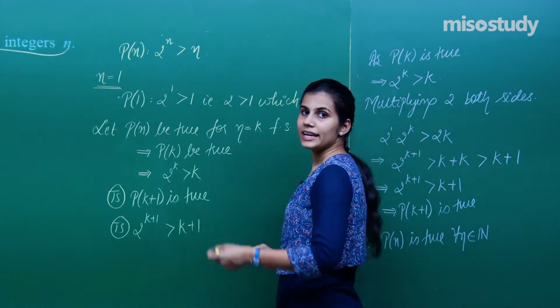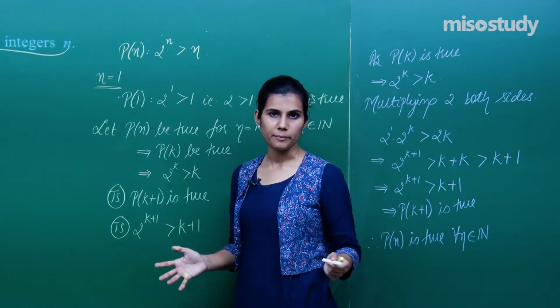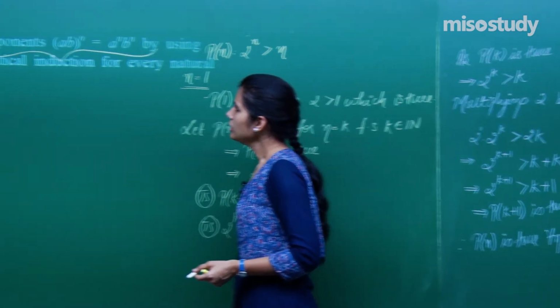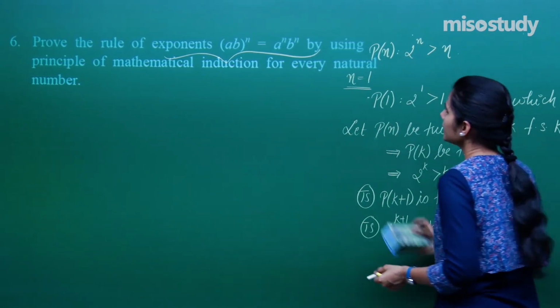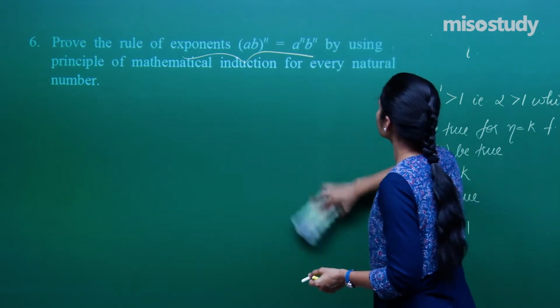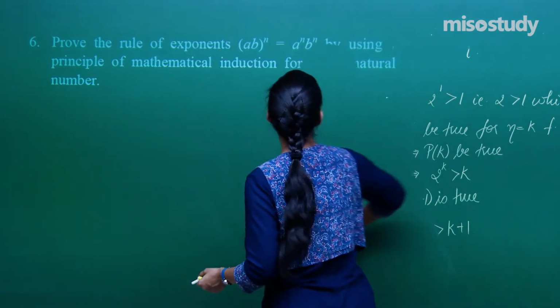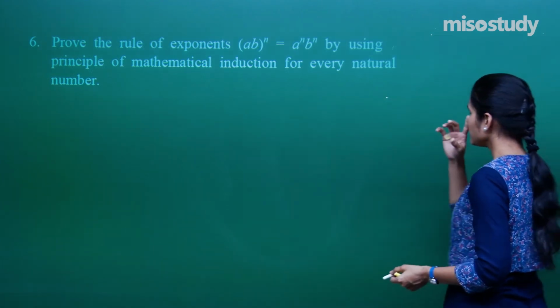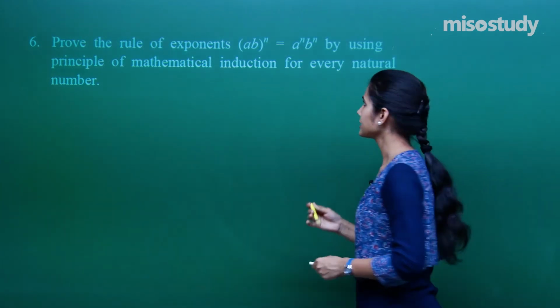That means 2 to the power n is greater than n for any natural number n. Established. Next we have: prove the rule of exponents (ab) whole to the power n is a to the power n into b to the power n by mathematical induction. So this is a general rule which we are all aware about. I just need to prove it with the help of mathematical induction.